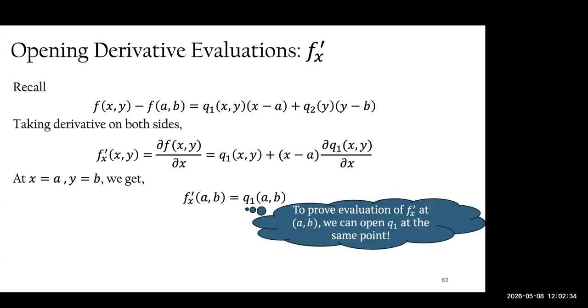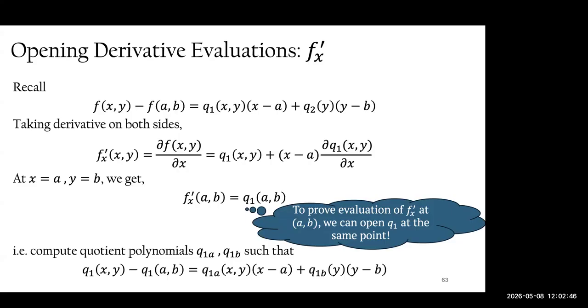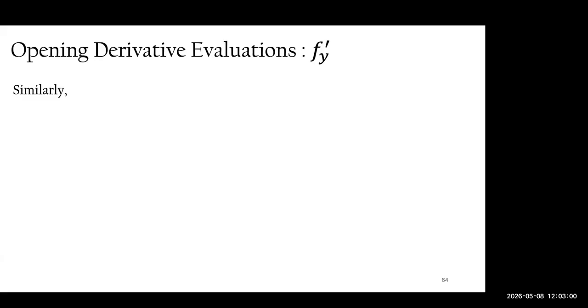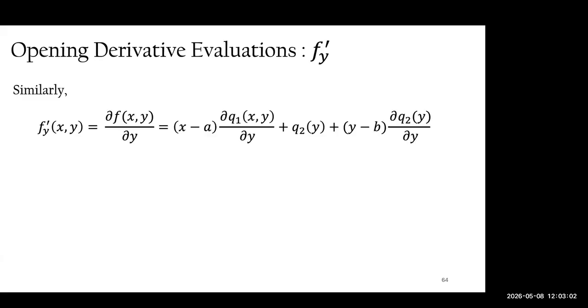What this equality implies is, to prove that f prime x at this point is equal to some value y, all I need to do is prove that the quotient q1 opens to that value at the same point. So what I can do is compute quotient polynomials q1a, q1b, just like PST opening for q1, and these two elements will act as the opening proof for f prime x. Any questions on this idea? Okay, so that's the first core observation, of how we can do derivative opening proofs.